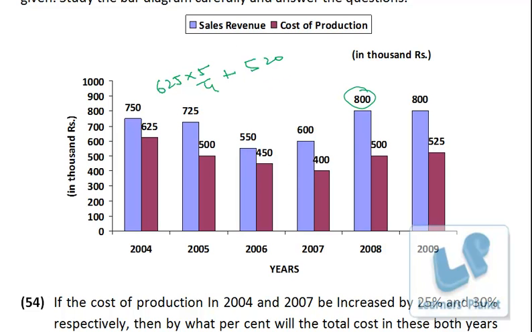Okay, so this is around 780, and this is 520, so in all it is around 1300, and this is 800, so 1300 is 500 more than 800.